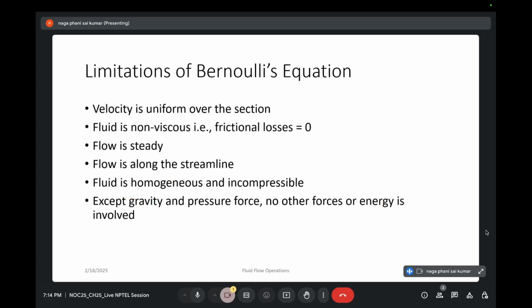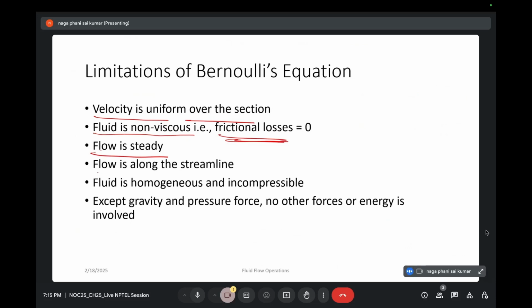Coming to limitations, because we were assuming a few things, right? Bernoulli's theorem also has a few limitations. In Bernoulli's equation we consider velocity as uniform over the section. If velocity is non-uniform, we cannot apply this equation. We also assume the fluid is non-viscous, that is, frictional losses will be zero, but in real situations there will be frictional losses, right? So in those conditions Bernoulli's equation will be invalid. We are also assuming flow to be steady state. Again, if it's not steady, we will not be able to use it.